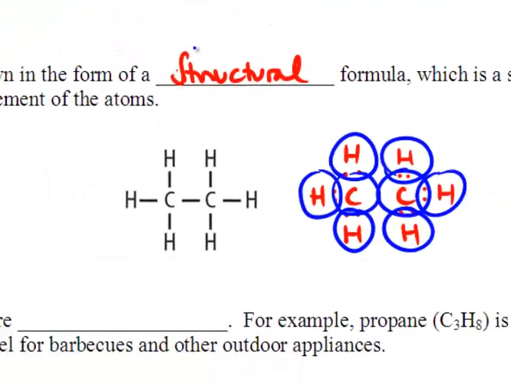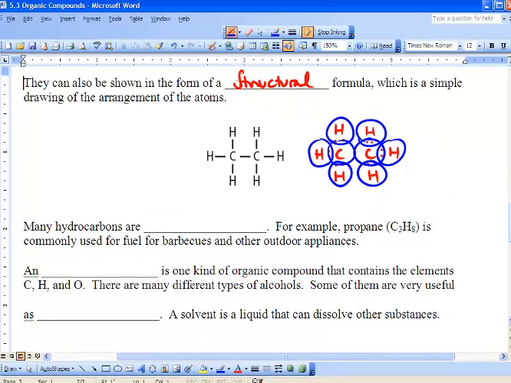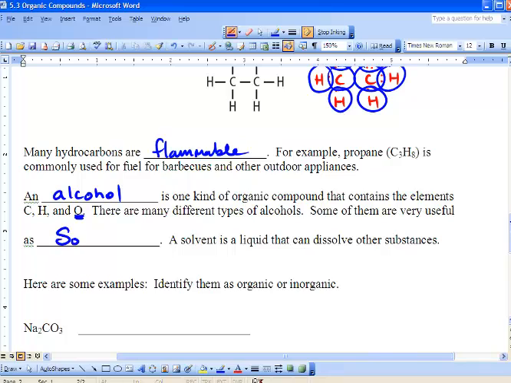Pretty cool. Now, many hydrocarbons that we've talked about, hydrocarbons have C and H in them. They are flammable, meaning they burn. So propane, you find that in your barbecue and other appliances, it burns really, really well. So another type of organic compound is an alcohol. Now there's something special about this because not only does it contain carbon and hydrogen, it also contains oxygen, right? So there are many different types of alcohols, and some of them are very useful as solvents. So we can dissolve things.